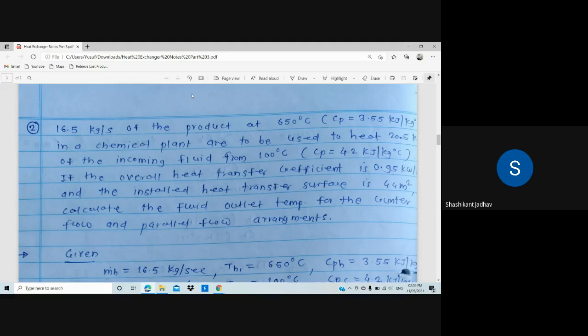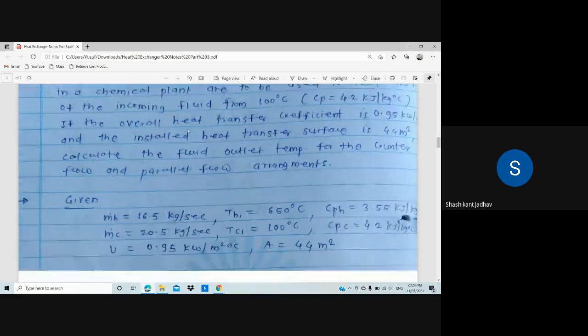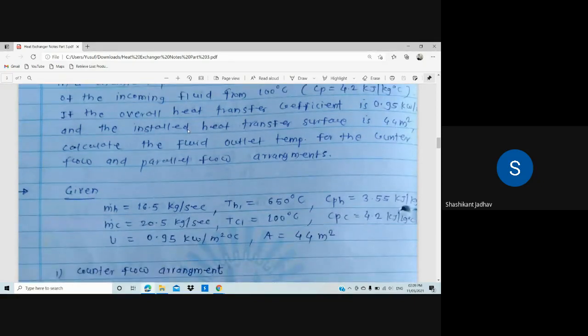Okay. And if the overall heat transfer coefficient is 0.95 kilowatt per meter square degree Celsius. Okay. Overall heat transfer coefficient is denoted by capital U. So capital U is equal to 0.95 kilowatt per meter square degree Celsius.